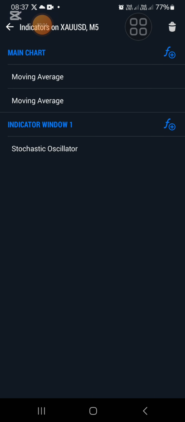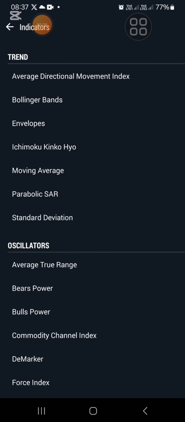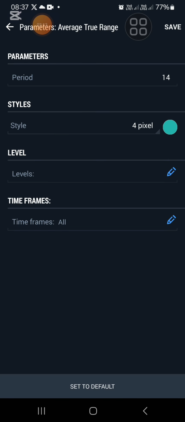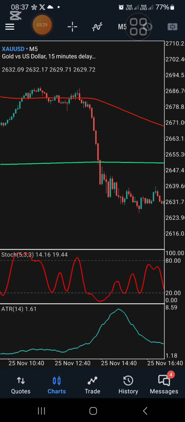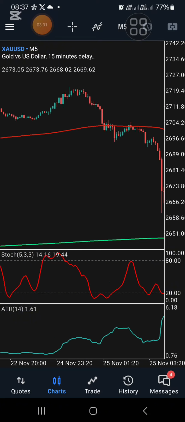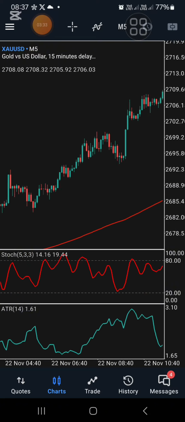Then we are going to go on the main chart again. We're now going to go on oscillators. Under oscillators, we also want the average true range. The average true range is there to show us our dynamic stop loss. Then we're just going to make use of the default settings. Then we click save. Then once you have this, you now have the strategy. So let me quickly explain how this strategy works.